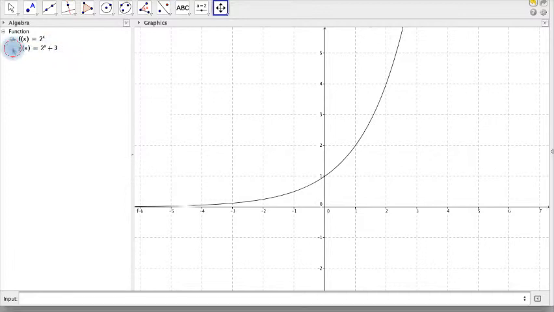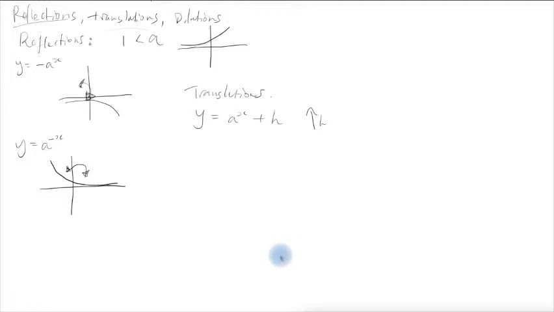Put it on, and you notice the asymptote, instead of being y equals 0, is up at 3. And notice this key point, instead of going through at 1, now goes up through at 4. And 4, of course, is our 3 plus our 1. So it's all just been shifted upwards 3 units. Okay, so that's our vertical translation.